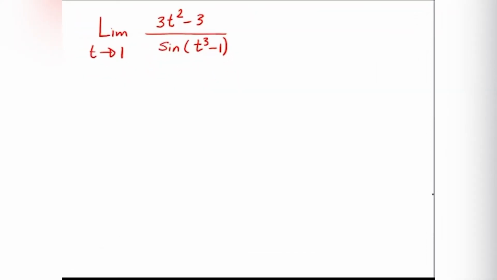Let's see how to calculate the following limit. When t goes to 1, the numerator will go to 3 times 1 squared minus 3, that is 0, divided by sine of 1 cubed minus 1, that is sine 0, and we know sine 0 is 0, so it is of the form 0 over 0. To calculate this limit, let me first remind you of something.